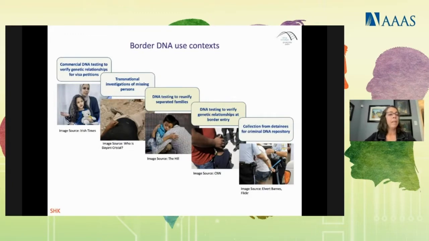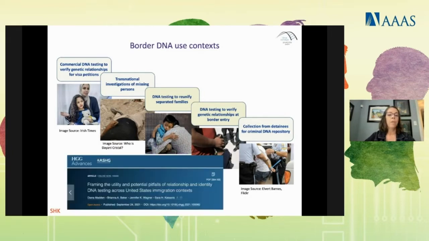But related is fourth, the use of rapid DNA testing at the border entry points to verify claimed relationships. So this is the government-driven efforts to detect supposed fraudulent relationships. And then fifth is the collection of DNA for the criminal database in the United States from migrant detainees. For your reference, we recently published a paper on several of these contexts that helped to outline the differences.